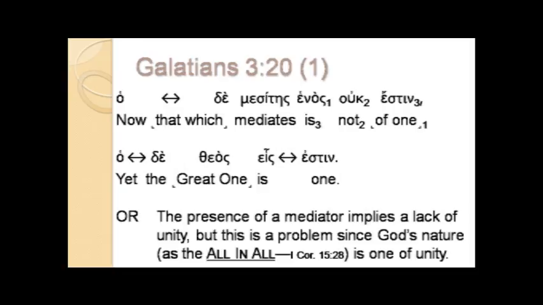Then ook can stay in the middle there. It's a form of u, which just means not. We already talked about that before. And then the last word is actually the verb of the clause. It is estin, which means is. So henos ook estin, if you rearrange it and put it in the proper order, is not of one. So the first clause in Galatians 3:20, literally translated, is now that which mediates is not of one. Now that which mediates is not of one. That doesn't make a whole lot of sense in English, but nonetheless that is the literal translation. That is a very formal translation. These are the Greek words, this is what they translate into, that is what it is.